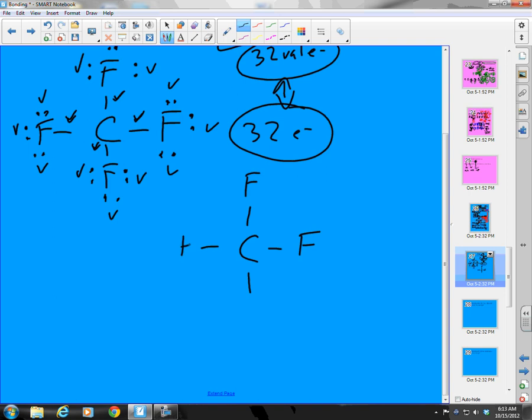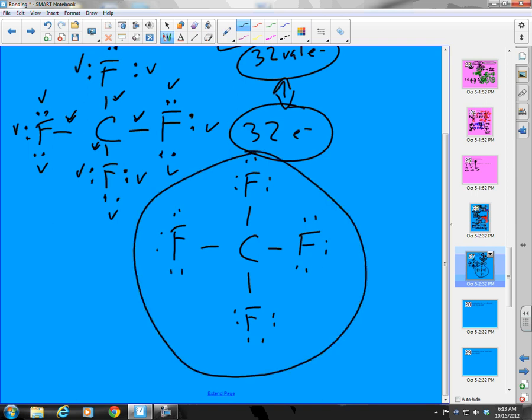This would be my completed, oops, not hydrogen, yoink, F. And then 2 electrons around each side. And that is my excellent Lewis structure for carbon tetrafluoride, showing all my valence electrons and how every atom has an octet.